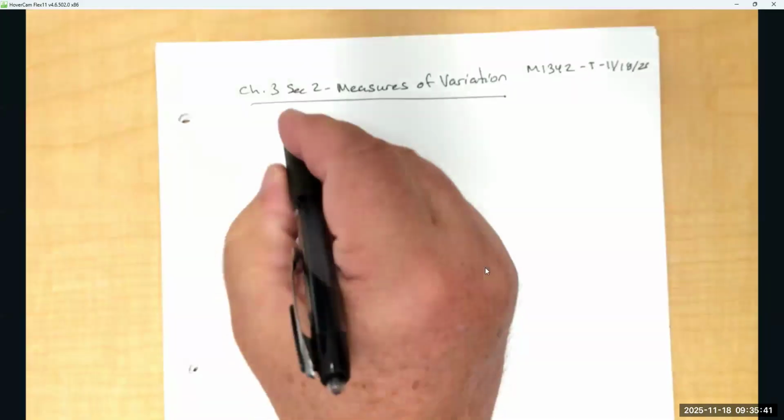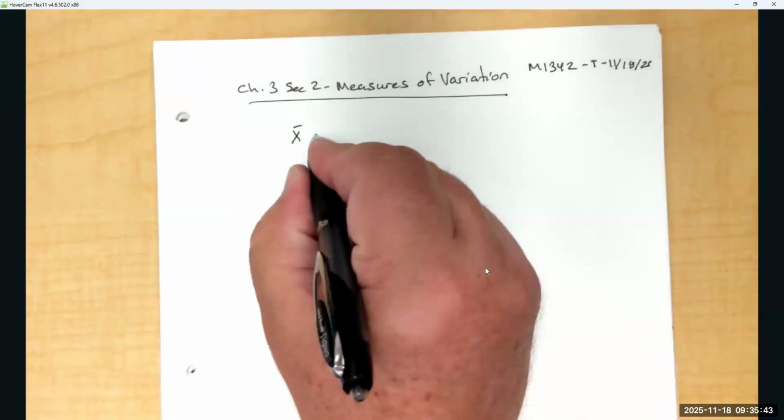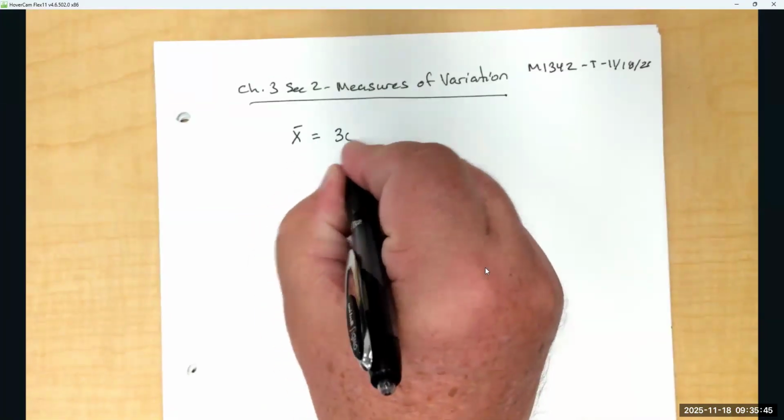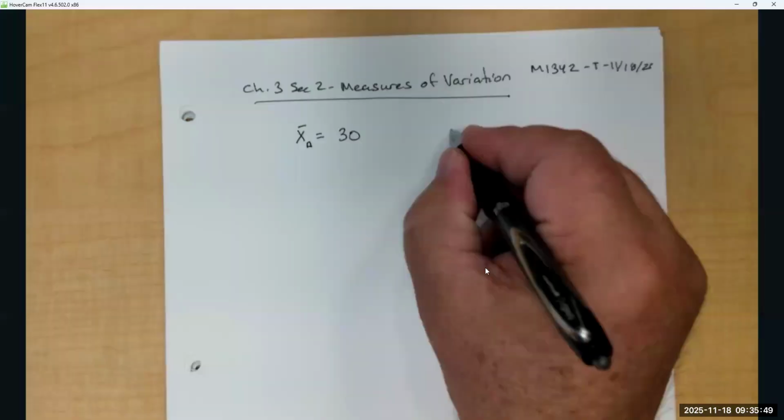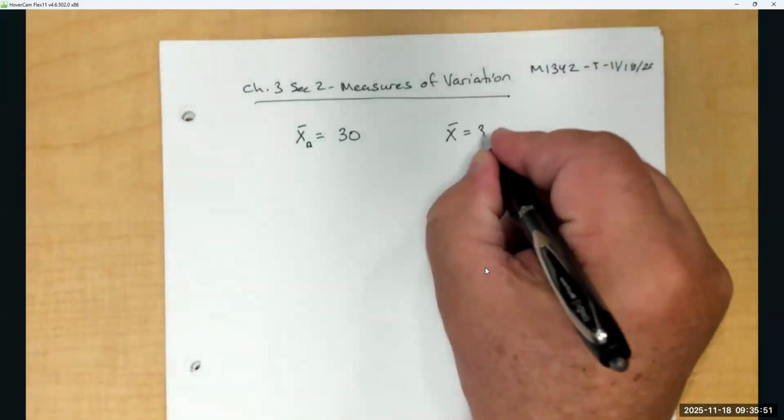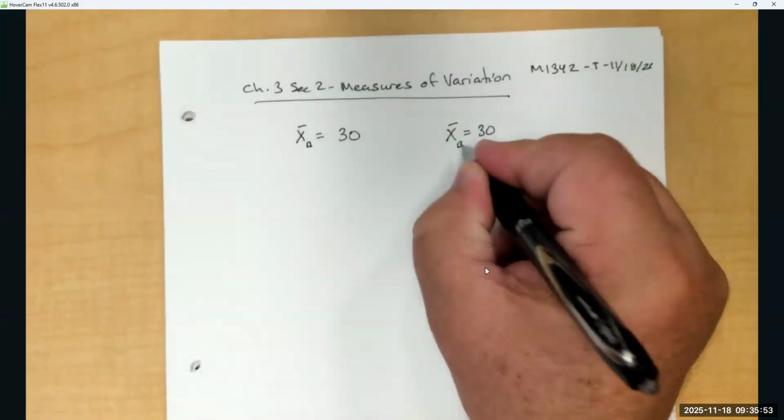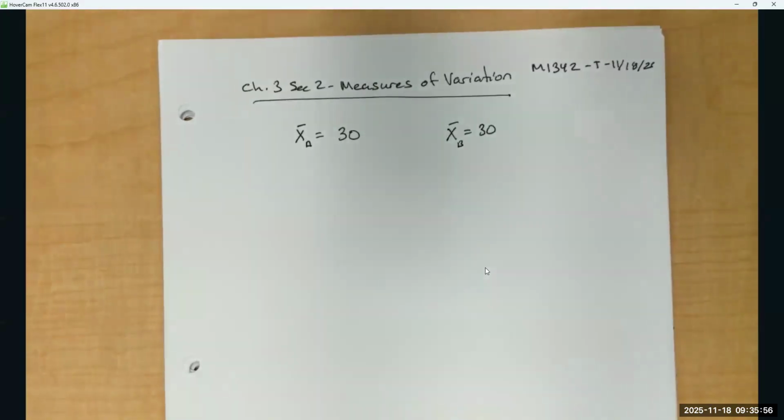But what if we have two data sets, and their averages were equal? Remember we talked about this with the paint cans, paint samples. How would you determine, are they truly equal?